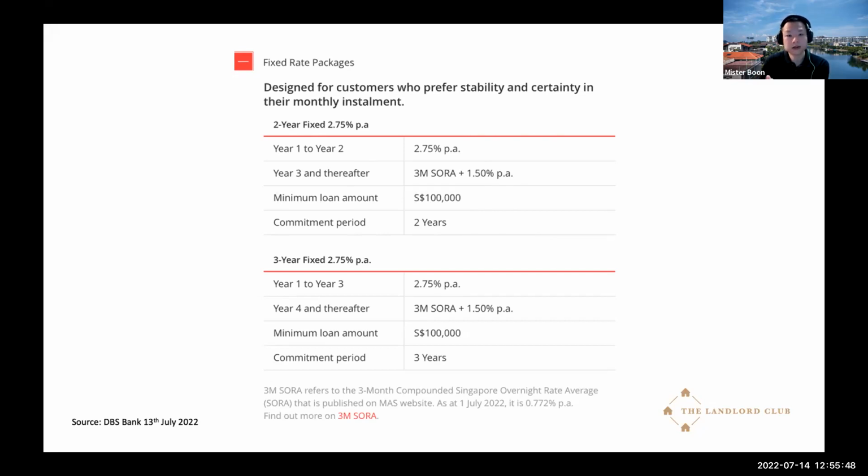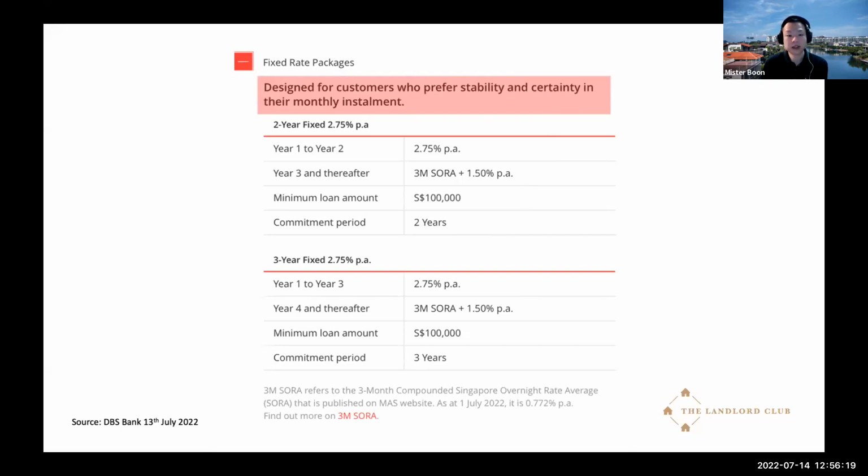Okay, and the title has said, even the bank also said, designed for customers who prefer stability and certainty in their monthly installment. I think one of the gurus has said, if they can get a 30 years fixed interest rate mortgage, they will just get it, because then they can plan long term. If you're looking at short term, just to get the low interest, just for 1 year, 2 years, I mean that there will be a certain risk. So look out for that.